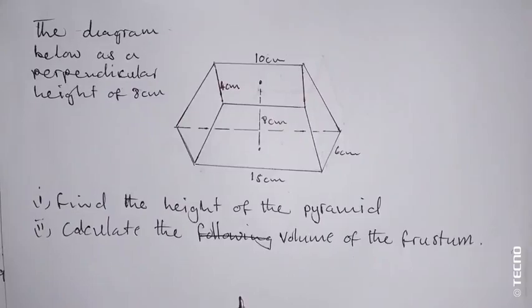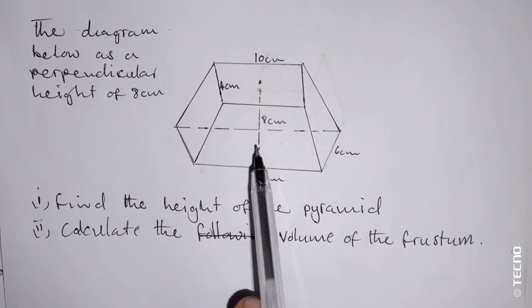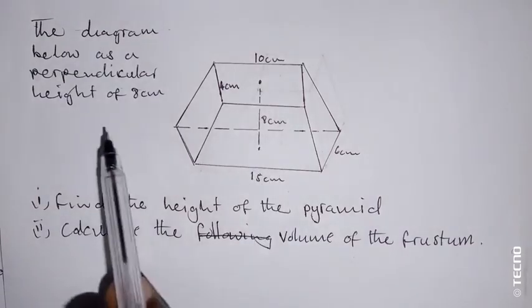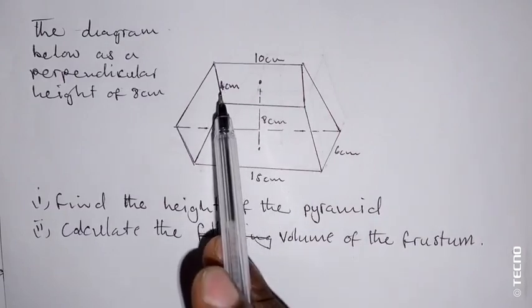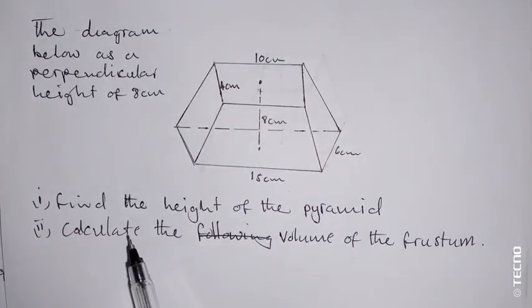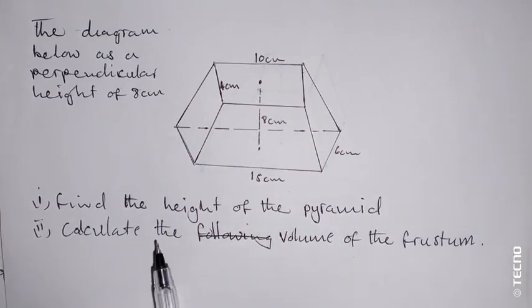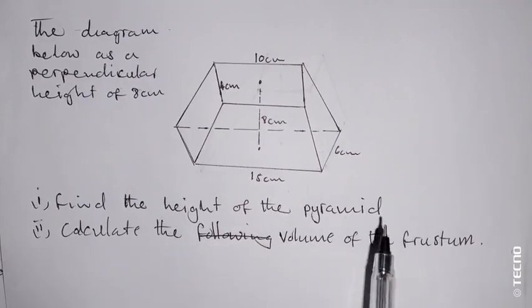Good. So here with me I've got this question which came in 2023. Here we have been given this diagram. On this diagram, this is the perpendicular height, which is 8 centimeters. Now we also have the length. As you can see, this is a rectangular frustum from the rectangular prism. Having this question, we are asked to find the height of the pyramid.